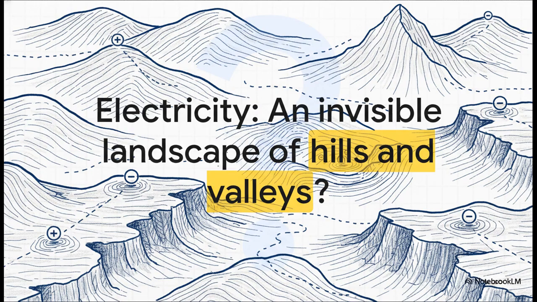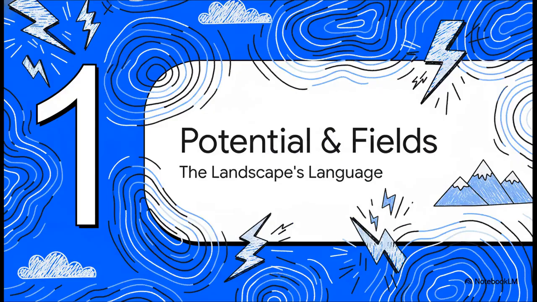So that's the big idea we're running with. What if we can genuinely think about the space around electric charges as a kind of landscape? A landscape with its own altitudes, its own steep cliffs, and its own gentle slopes that literally tell every single charge where to go. Now, to navigate this landscape, we've got to learn the language. And it really just comes down to two key ideas, potential and field. So let's break them down.